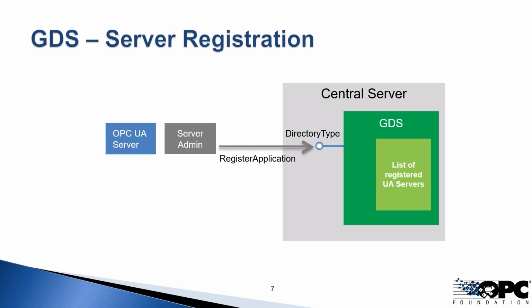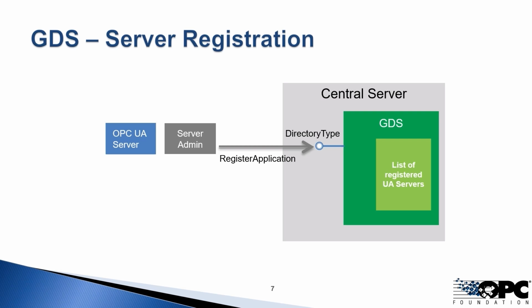So let's take a look at the case of a GDS being used for server administration. For an OPC UA server to become known to the central GDS, the server itself needs to be registered with that GDS. And this starts to bring up one of the first advantages to using a GDS. That is, in the central server, every registered application has been validated by an administrator.